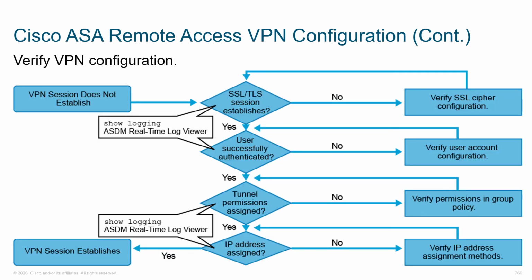So again, just for troubleshooting, we do the same regular steps. Did our SSL session establish? No. Verify that SSL is enabled. Make sure that your cipher is supported. Older operating systems, older browsers may not be compatible. Okay, SSL worked. Did the user authenticate? If not, validate the username and password. Validate your AAA configuration. Did tunnel permissions get assigned? No. Check your group policies. Did an IP address get assigned? No. Again, look at the IP address assignment method. Did you use DHCP? Did you have a pool? If all of that works correctly, you should have a VPN established.